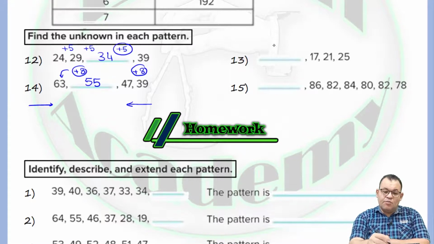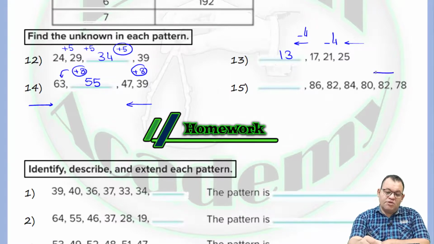Now there is no number at the beginning, so I will start from the right instead of starting from the left. 25 becomes 21. That means we subtract. We subtract 4 each time. 21 becomes 17 by subtracting 4, because we're going down 4. So if we need to find the next term, we subtract 4. So 17 minus 4 equals 13.